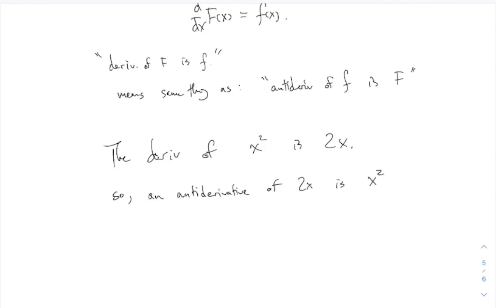Now, I said an here rather than the. That's because, unlike the derivative, there's actually more than one possible antiderivative from a given function. An antiderivative of 2x is x squared. That's because the derivative of x squared is 2x. But also, another antiderivative of 2x is something like x squared plus 1. Would you agree that the derivative of x squared plus 1 is also 2x, right? The derivative of x squared is 2x, but the derivative of x squared plus 1 is also 2x. That means those two functions are both antiderivatives of 2x.